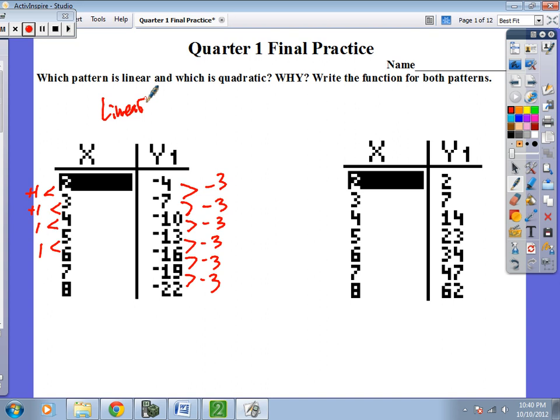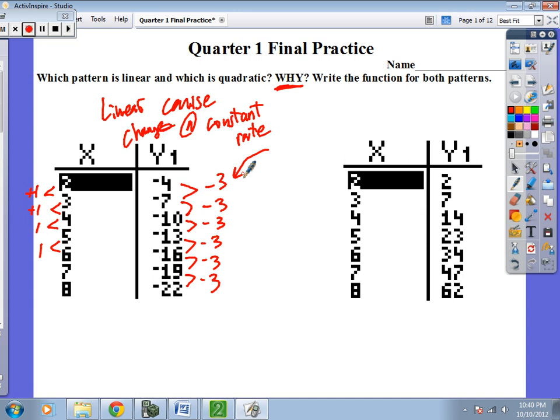But most importantly, the more you explain, the more points you're going to get. Linear because it changes at a constant rate. So what that means is every time it increases the same exact amount. Now that's the definition of a linear.